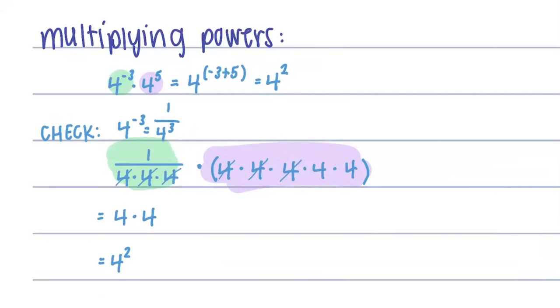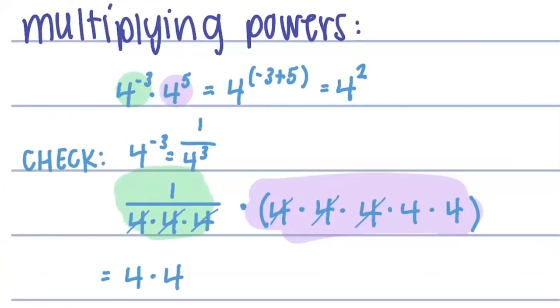When you're multiplying powers, what you can do is add them together. The important thing to remember is that you need to have the same base number before you can multiply these together. In this example, we have 4 to the power of -3, and 4 to the power of 5, and we want to multiply these two numbers together. So what we're going to do is add the exponents and keep the base the same.